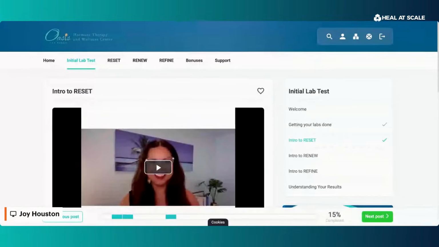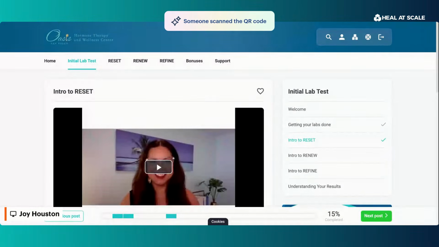Okay, so now we're going to stop that share and we're going to start this share. Okay, so here is her membership site. Okay, so this is what it looks like inside her membership site.